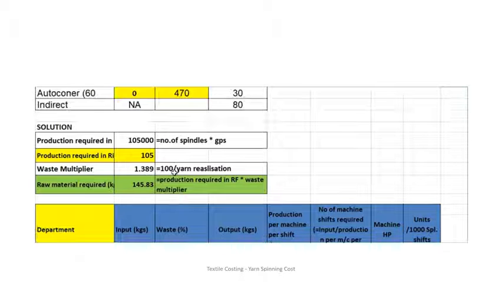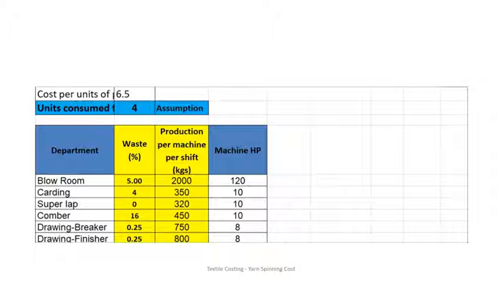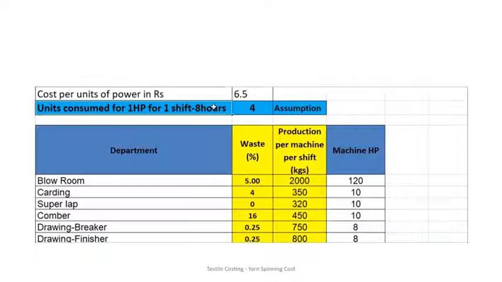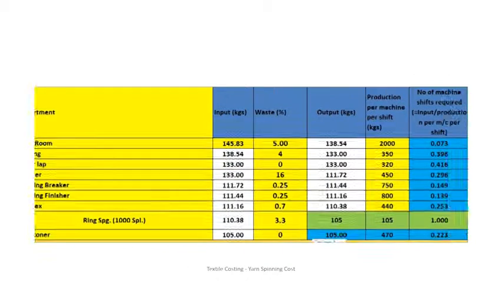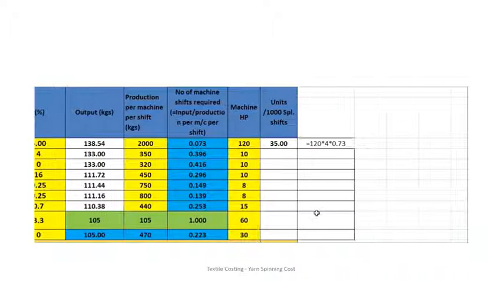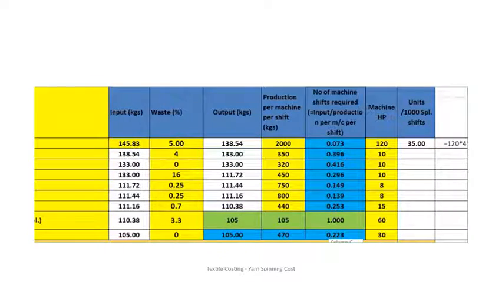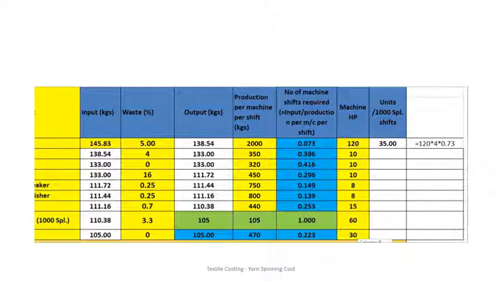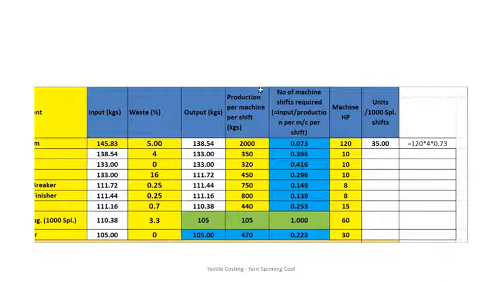Because already we have the assumption given here in the question. The units consumed for 1 HP for 1 shift, the assumption is already given. This is the usual assumption taken by the industries. This is the thing followed by CITRA and South Indian Mills Association. They use this in the calculations. Similarly, it is an estimated value, not just a simple assumption. This assumption is based on an estimation. Okay, so again we can see the same calculations for the other things also.